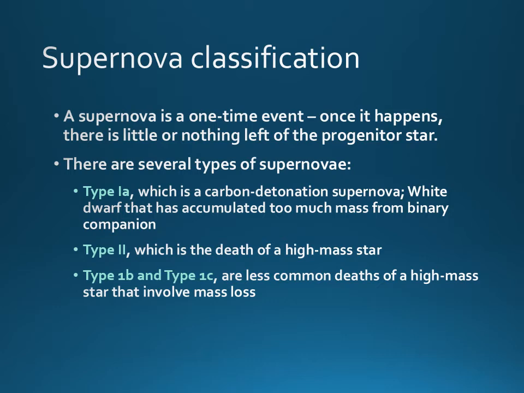There are several types of supernovae. Type 1a, which is a carbon detonation supernova, involves white dwarfs that have accumulated too much mass from binary companions. Type 2a is the death of a high-mass star, and types 1b and 1c are less common deaths of a high-mass star that involve mass loss.